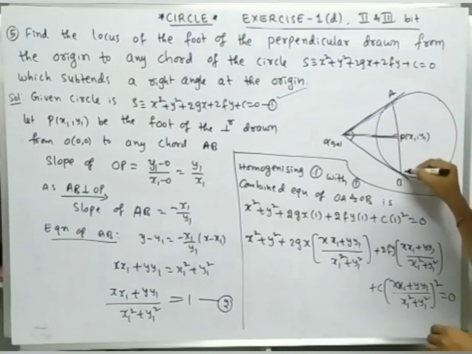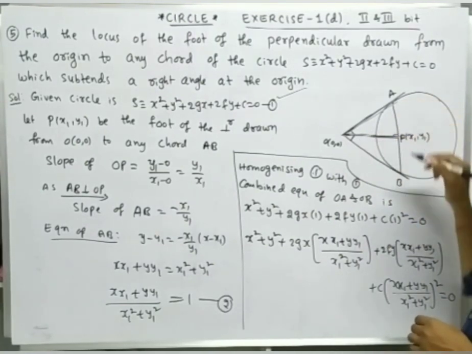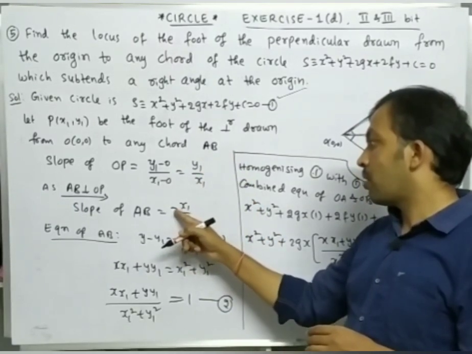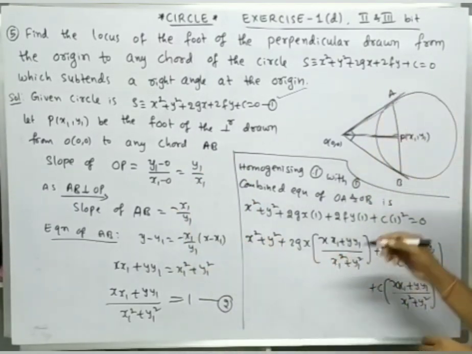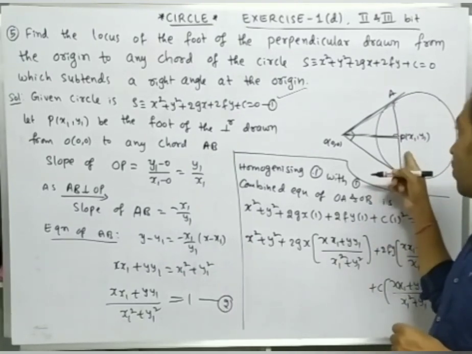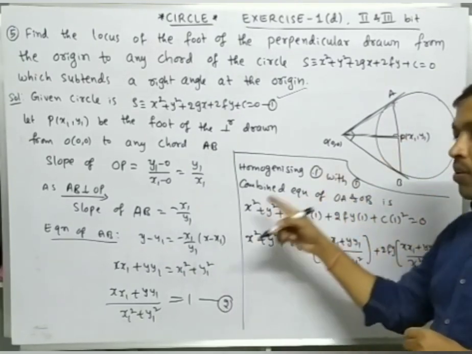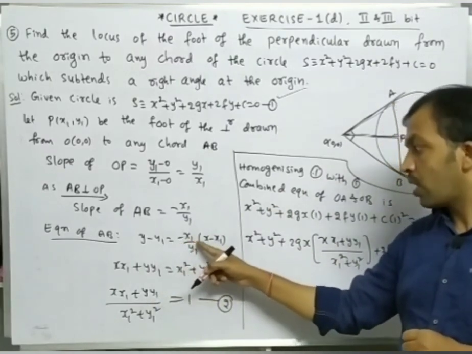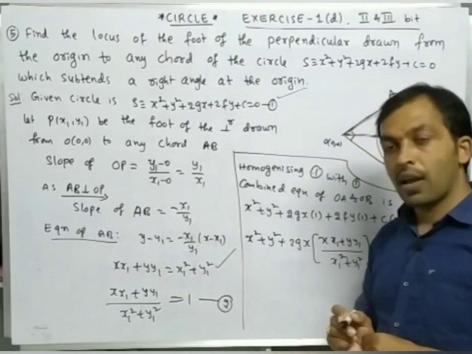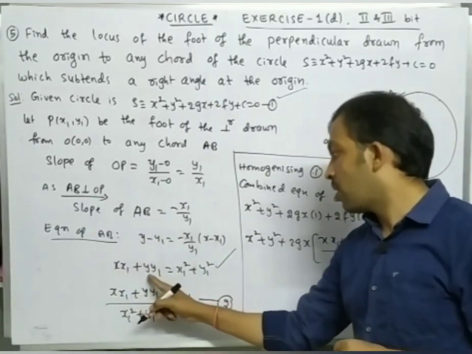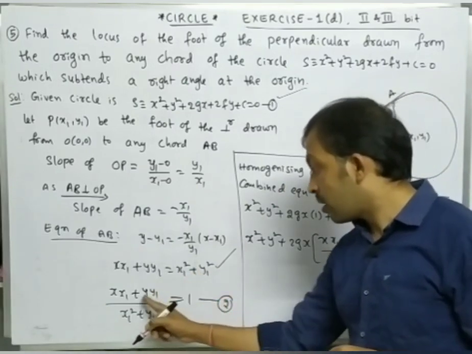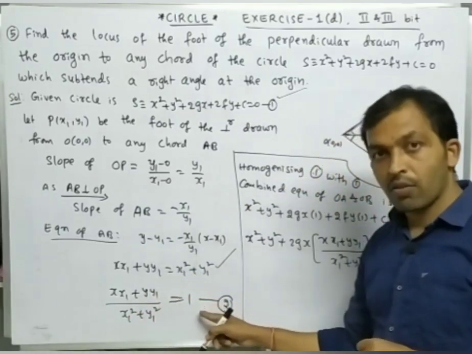So as AB is perpendicular to OP, the slope of AB becomes the reciprocal with the sign changed, that is minus x1 by y1. Now we got the slope of the line AB and we have the point, therefore the equation of AB is y minus y1 is equal to m into (x minus x1). After simplification you will get this line. This is of the form ax plus by is equal to c. Now bring this term to the denominator, you will get this is equal to 1.